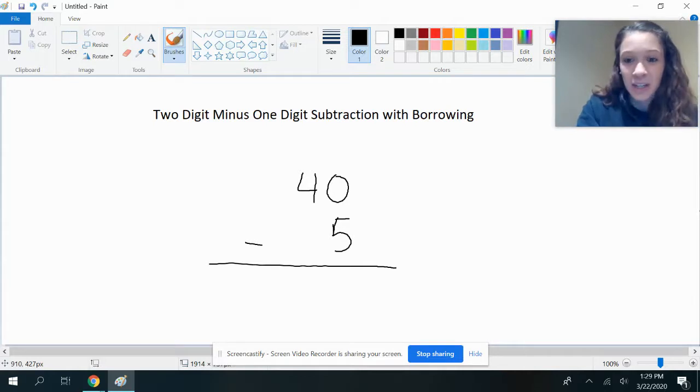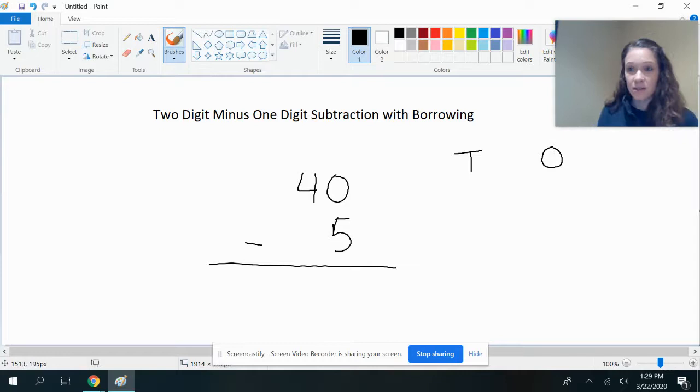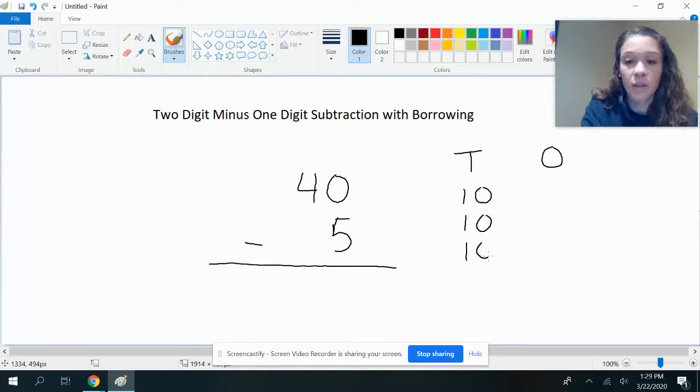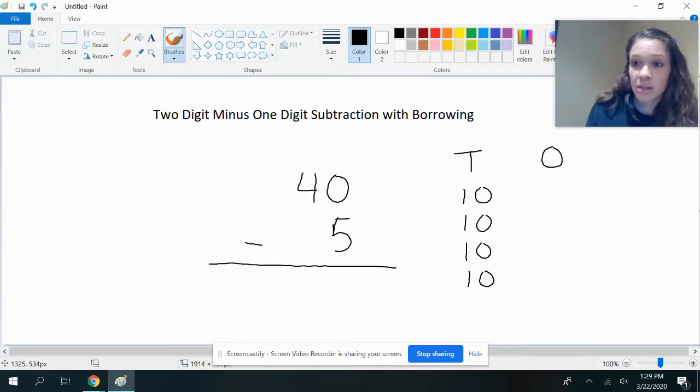So I'm going to make my chart again. T for tens, O for ones. How many tens do I have? Let's look in our tens place. I have 4 tens for 40. So I'm going to write out 4 tens. 1, 2, 3, 4. How many ones do I have in the number 40? None. So I'm not going to write anything under my ones place, okay?